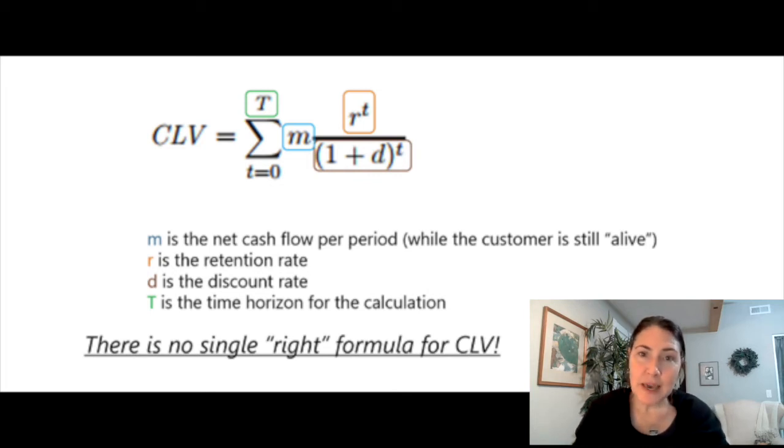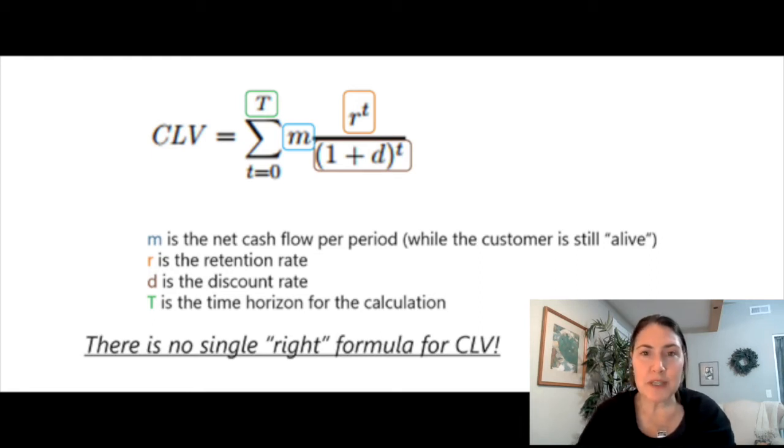D stands for discount rate. This is the time value of money. It would not be accurate to project customer lifetime value without discounting for cash because dollars received today are worth more than those received tomorrow. It's a good idea to align with your CFO for the proper discount rate for your company. And finally, the capital T stands for time horizon.